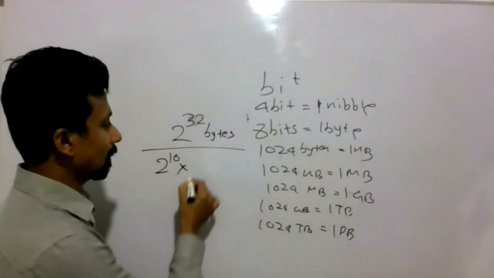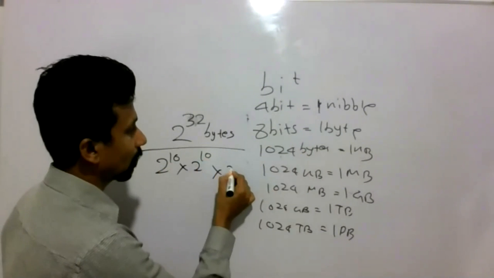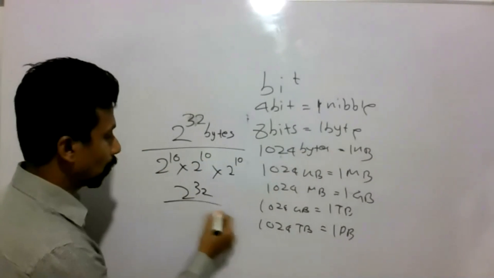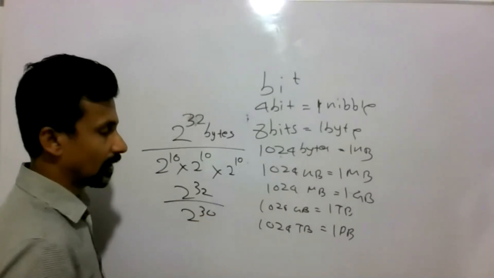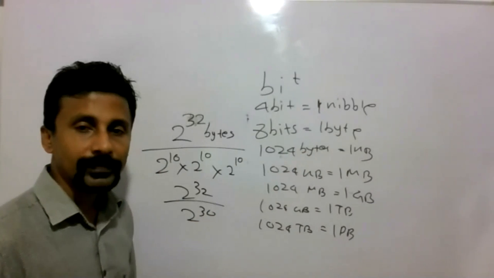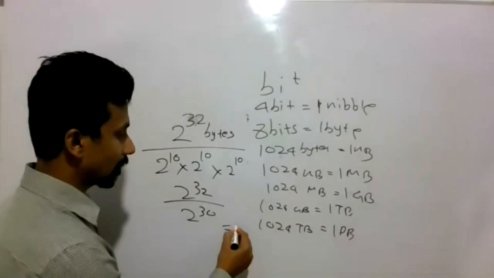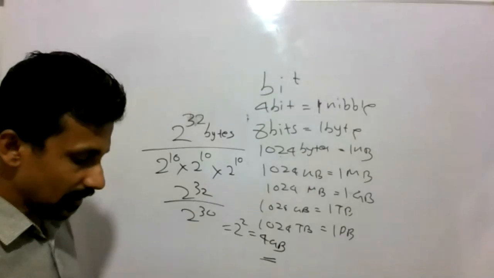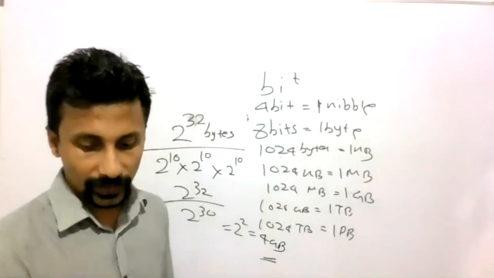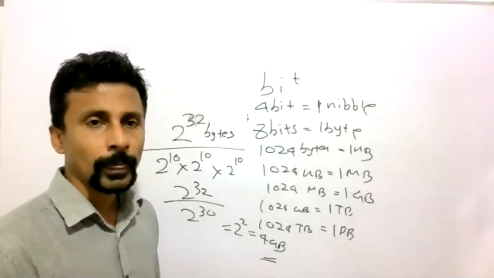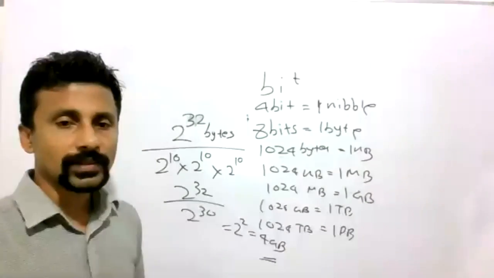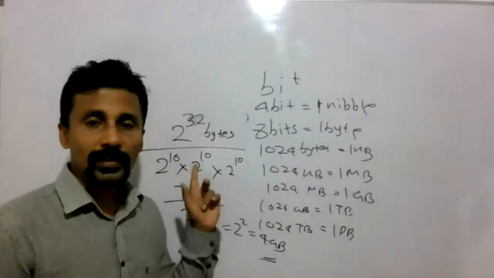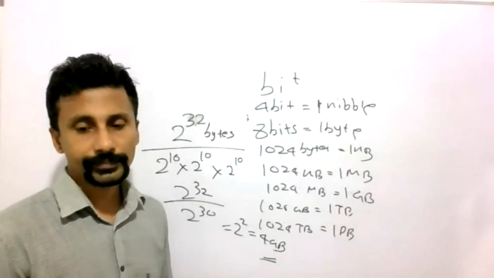Again, megabyte, 2 to the power 10. Again, gigabyte, 2 to the power 10. I have to divide them all together, 2 to the power 30. So, dividing the powers, you have to subtract. So here your answer will be 2 to the power 2. That is 4 GB. 4 GB is my answer. This kind of thing comes for the exam even. You'll be getting confused sometimes, but don't worry, this is just power.